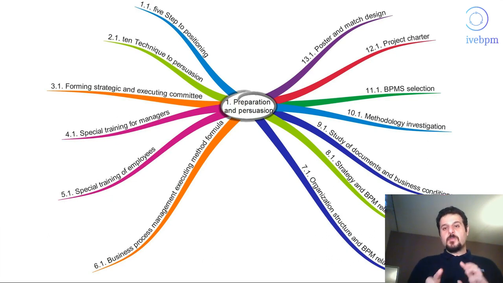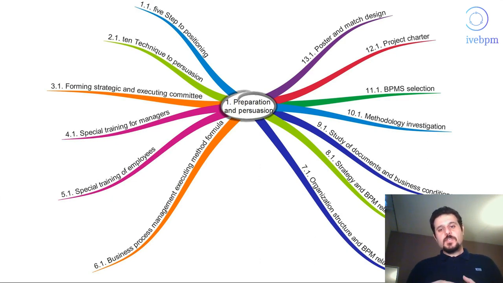And talk about some special role like process manager. Who is process manager? Who is process owner? What's the difference between process owner and process manager, and what they should do? It's very important to determine in this step in your BPM procedure.